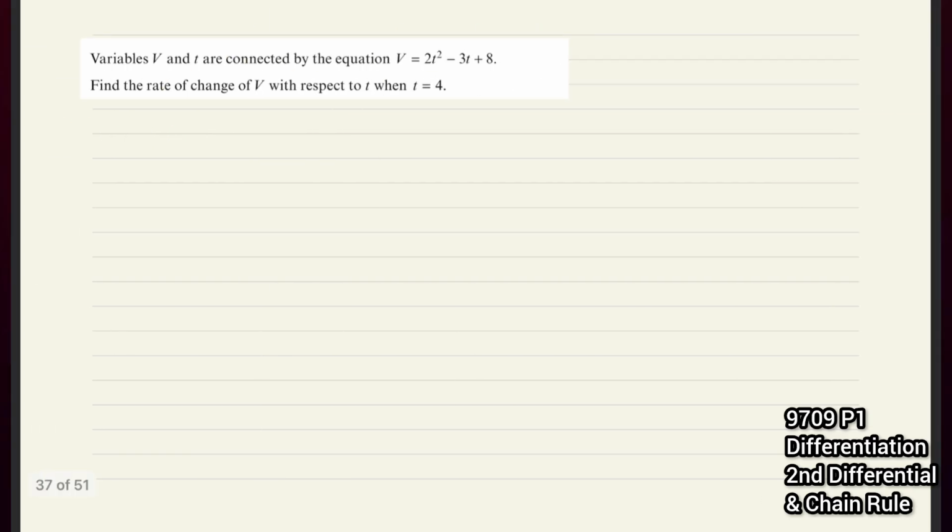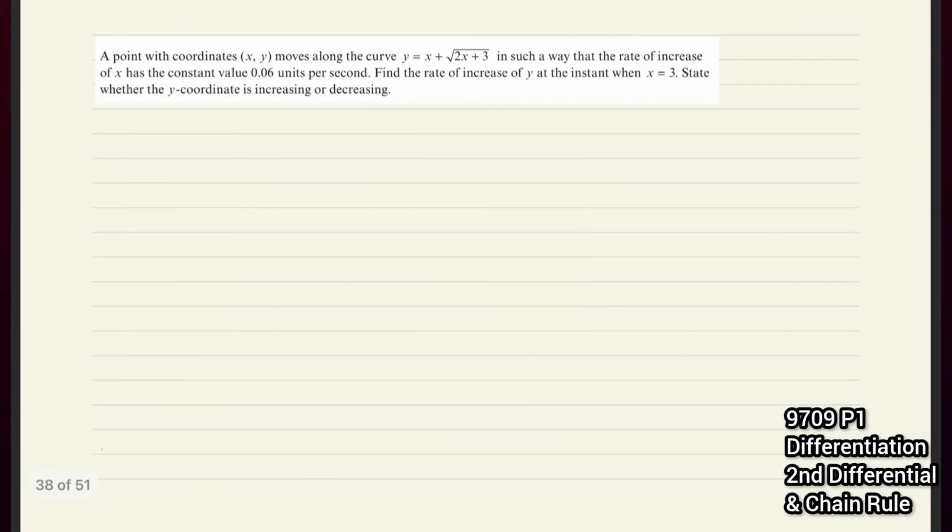Next, variables v and t are connected by the equation given. Find the rate of change of v with respect to t when t is equal to 4. Here also, we can simply find dv by dt, which is equal to 4t minus 3. When t is equal to 4, 16 minus 3 is equal to 13, which is the rate of change of v.